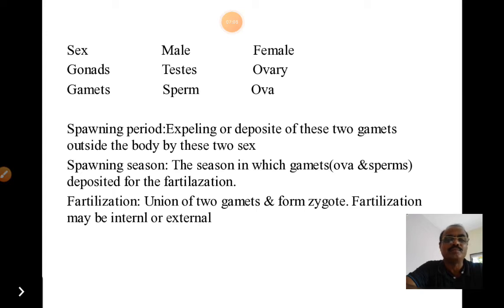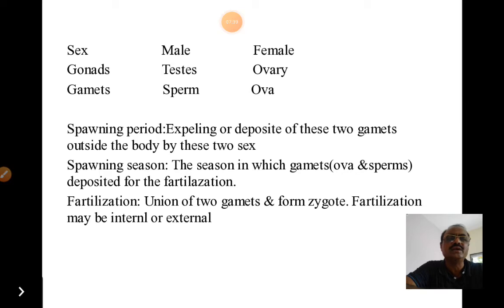After spawning, what happens? Fertilization occurs. Fertilization means there is a union of two gametes, that is sperm and ova come together. The eggs get fertilized and form a zygote, and that zygote is the first stage of development in biology. So there are two types of eggs expelled outside the body by oviparous animals: one is fertilized eggs and another is unfertilized eggs.